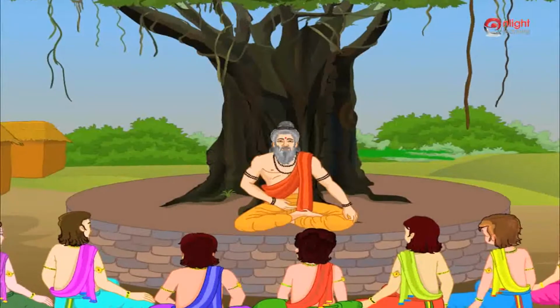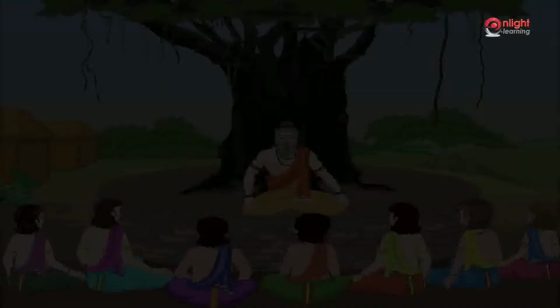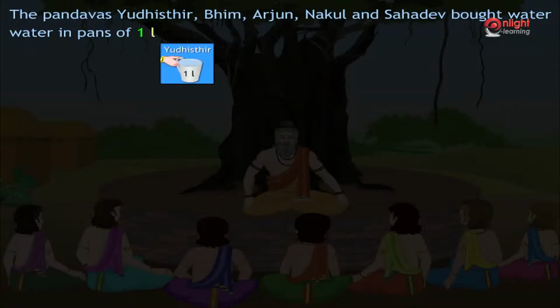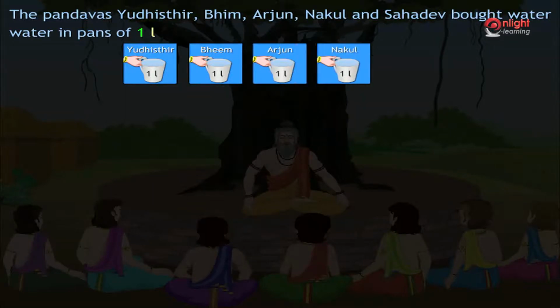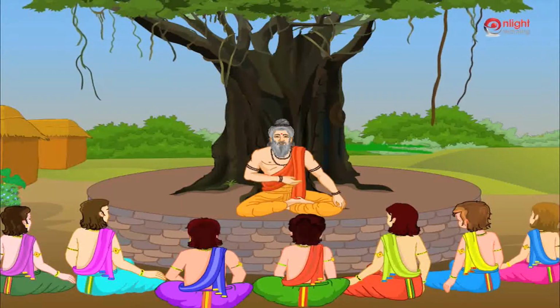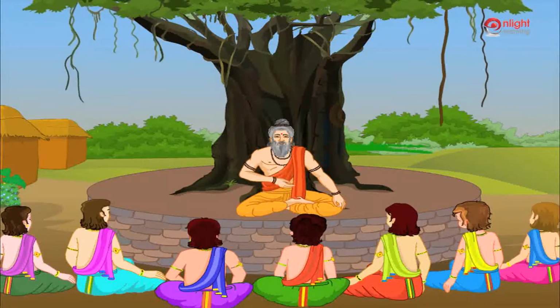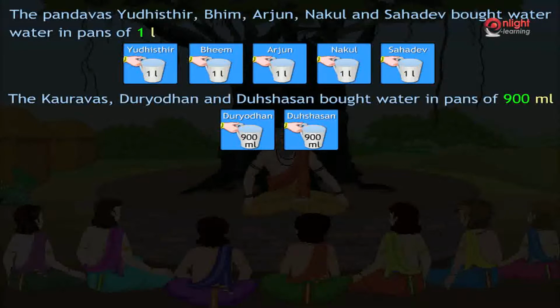Very good. Let us now find out the total amount of water you have fetched for the horses. The Pandavas, namely Yudhishthir, Bhim, Arjun, Nakul and Sahadev, brought water in pans of 1 liter capacity, whereas the Kauravas, namely Duryodhan and Dussashan, brought water in pans of 900 milliliters capacity. We know that before performing any computation, it is necessary to get the quantities into a common unit. In this case, let us express the Kauravas' pans of water capacity in liters.